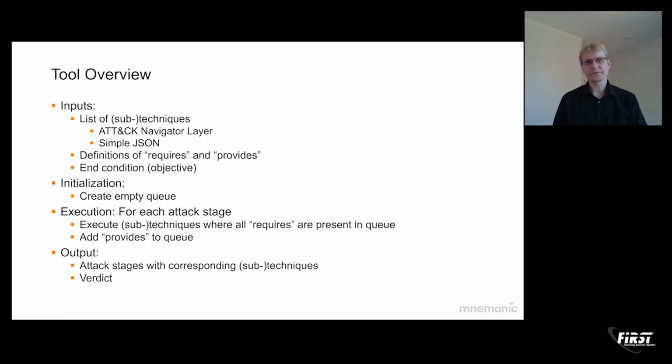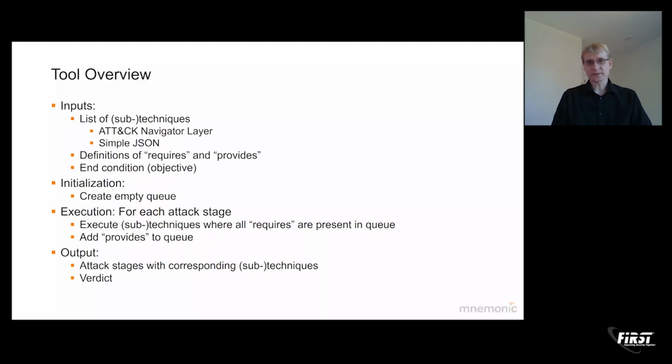So to give a very brief overview of that tool, the tool takes 3 inputs. The first input is a list of techniques and sub-techniques. It supports ATT&CK Navigator layers, but it also supports a very simple JSON format, which is just a JSON list of technique and sub-technique IDs from MITRE ATT&CK.